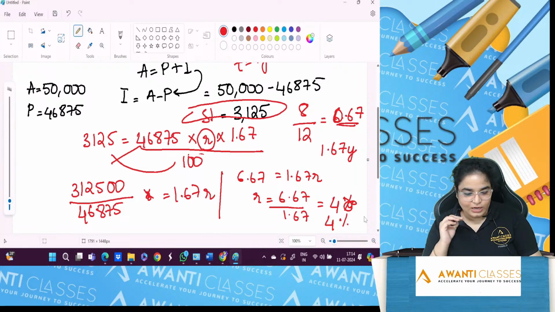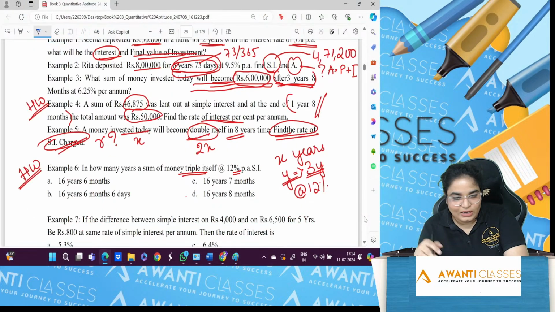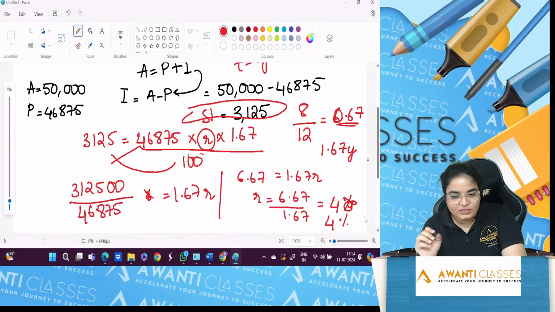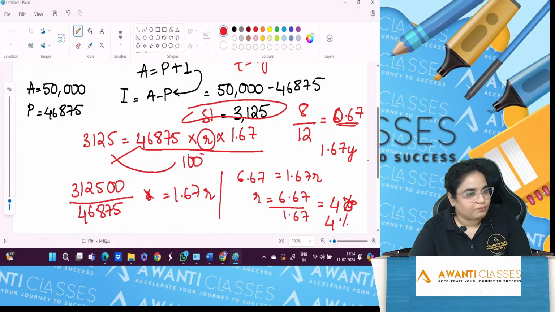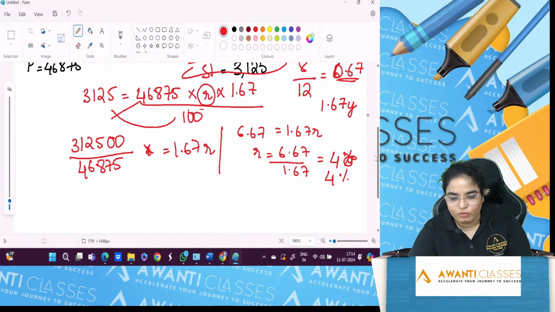The first question that was for homework, page 29, example number 4: the rate is 4% per annum. Can we move on ahead?